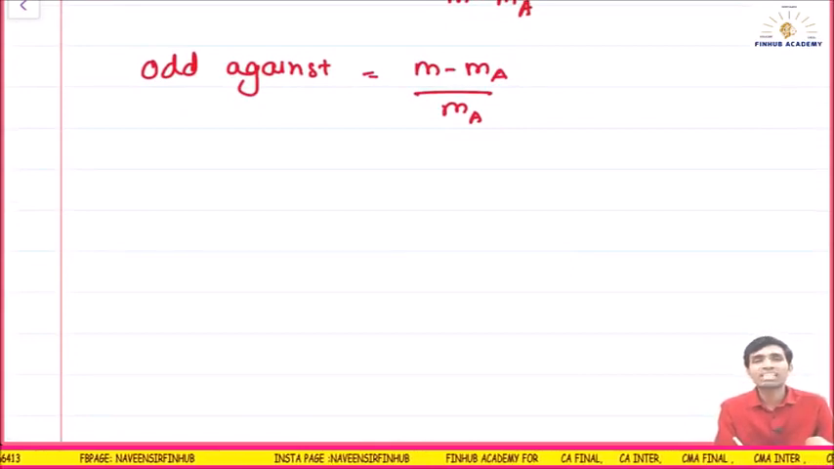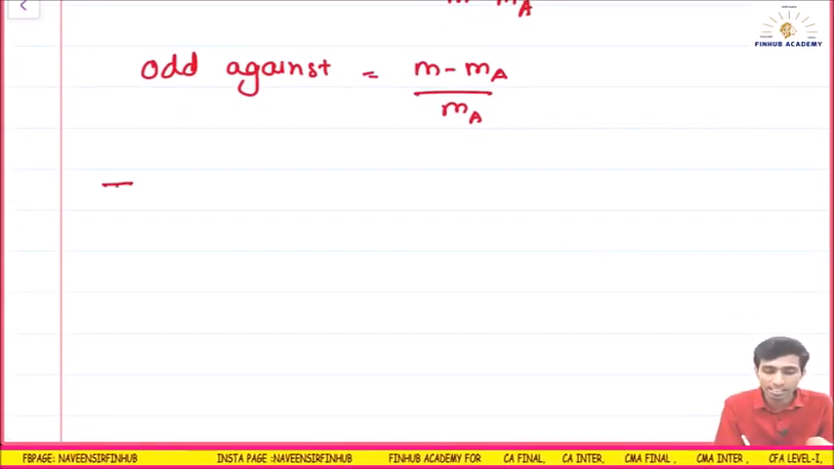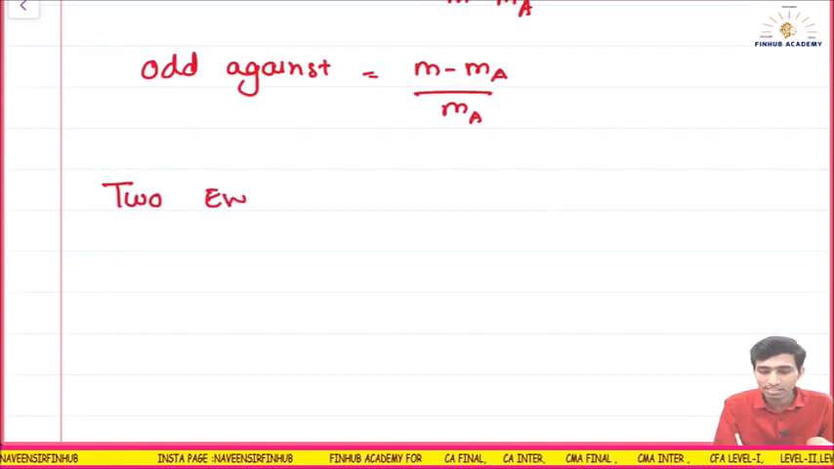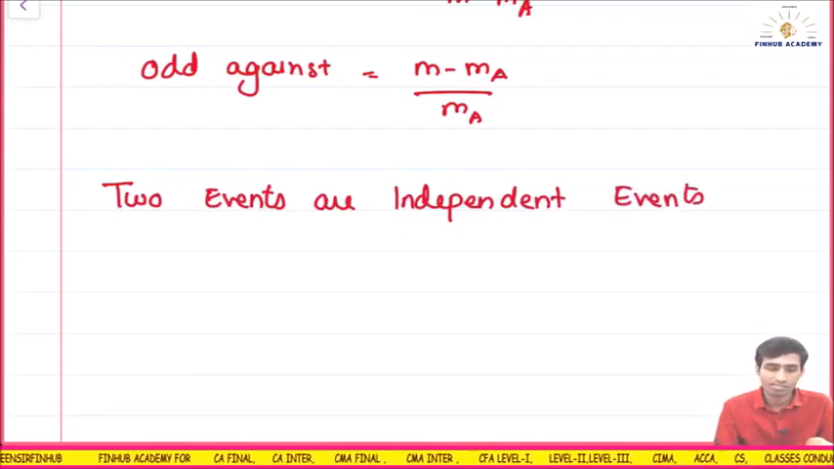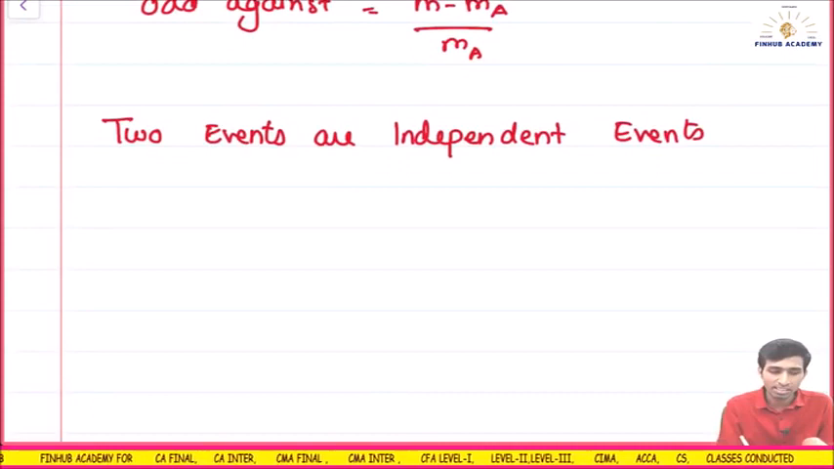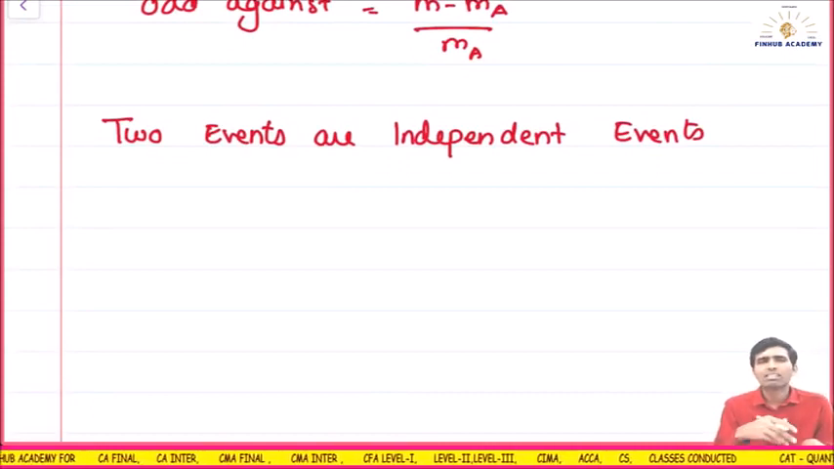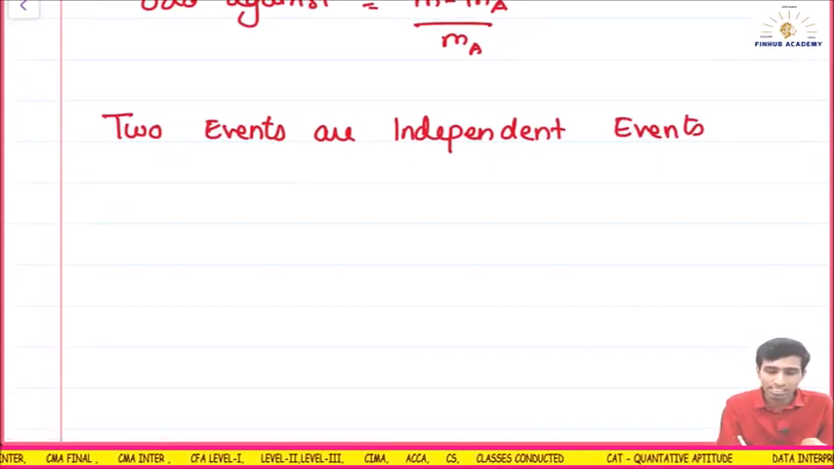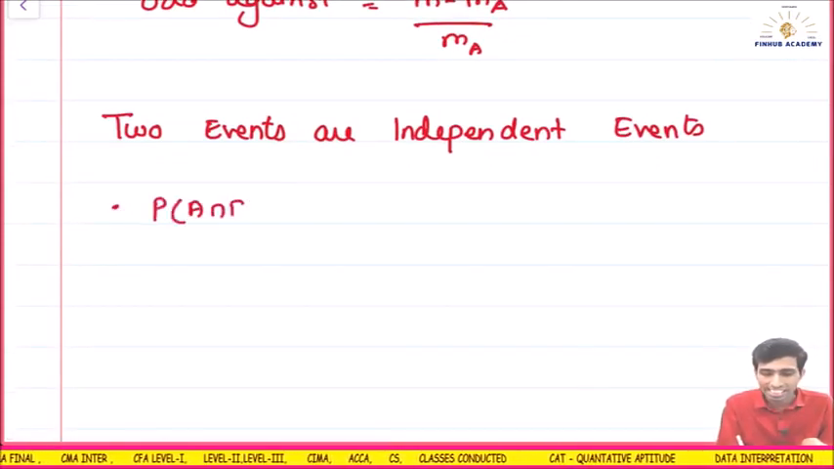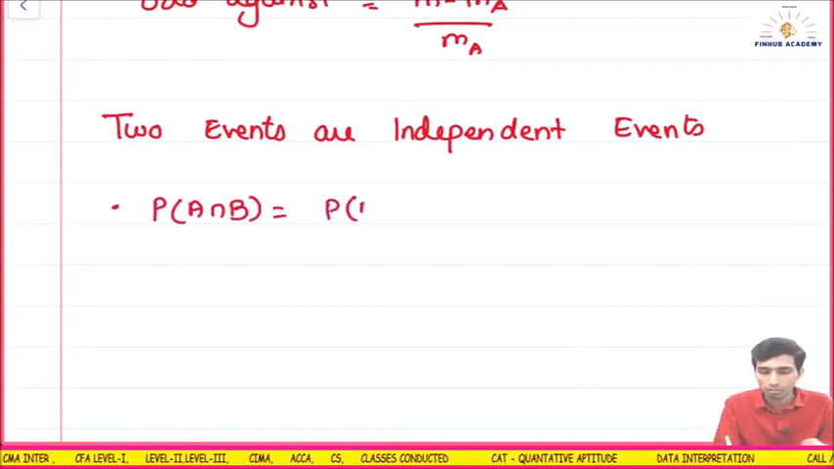Let's say two events are independent. If two events are independent, then that means the happening of one does not affect the happening of the second event, right? They are independent events. Then what is the condition? First condition: probability of A intersection B is equal to probability of A multiplied by probability of B, correct?